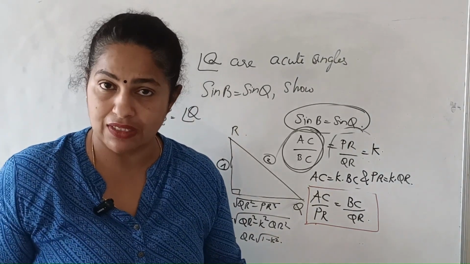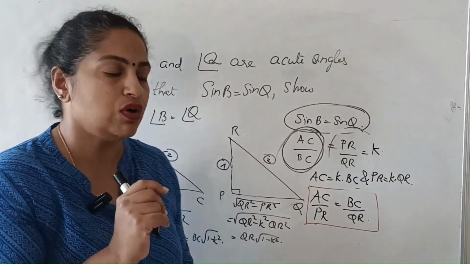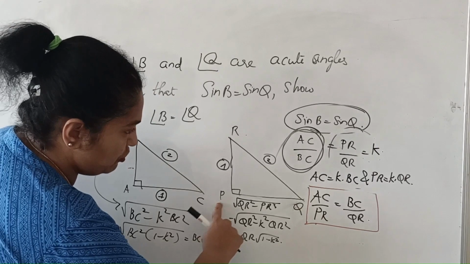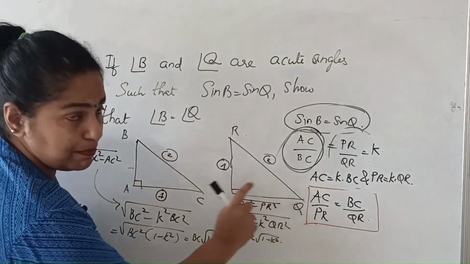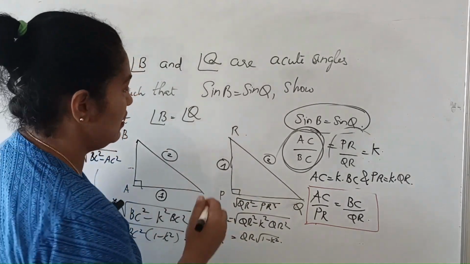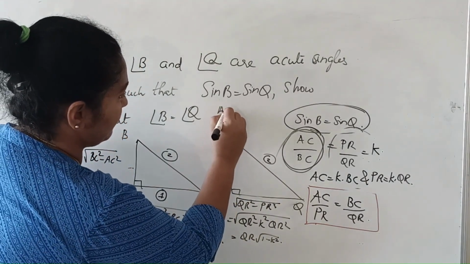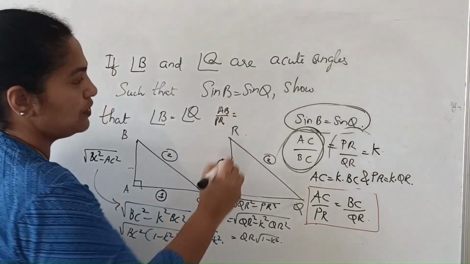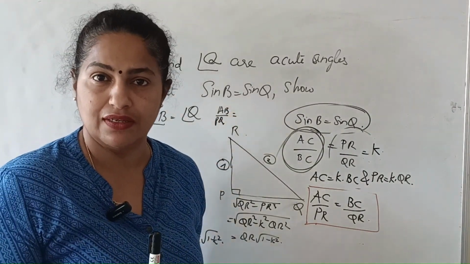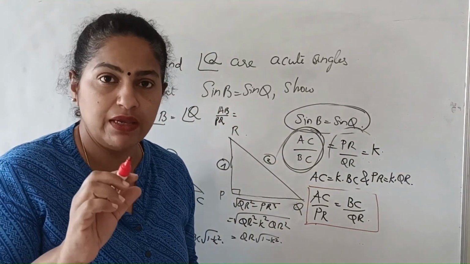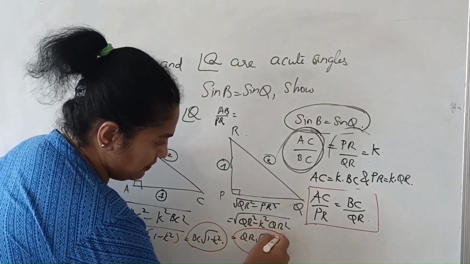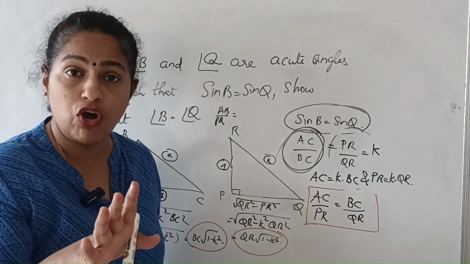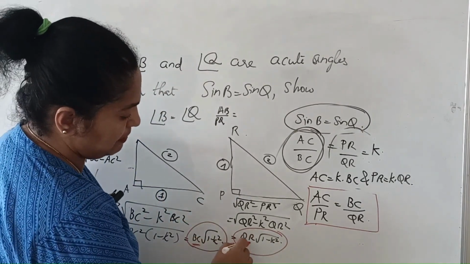Now I am going to take the ratios. So when I am taking the ratios, what will I get? I am going to take the ratio of, let us say, AB divided by PQ. That was the side that we wanted. Let us see what we are getting. So when I am taking the ratio AB by PQ, it is a ratio of this by the ratio of this. Root of 1 minus K square is a common factor. So I am getting BC by QR.